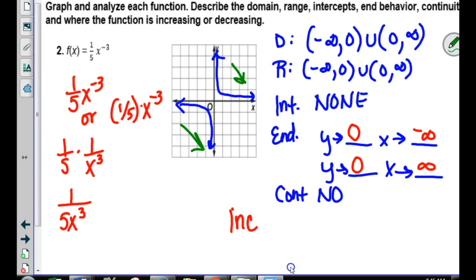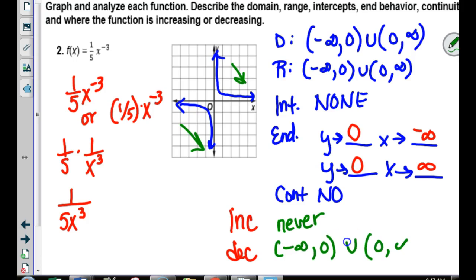So what's it doing? Yeah, both branches are decreasing, but that means it's never increasing. And how do you say decreasing? Careful. Yes, negative infinity till x value of 0, and then again from 0 to infinity. The entire domain, it's going down.